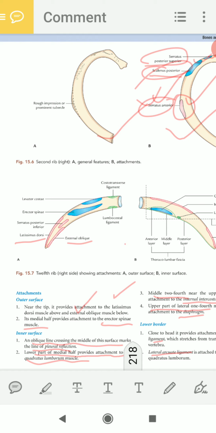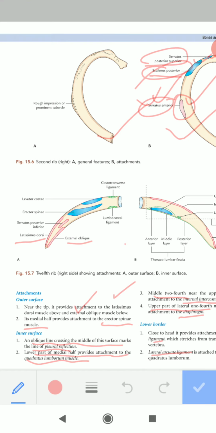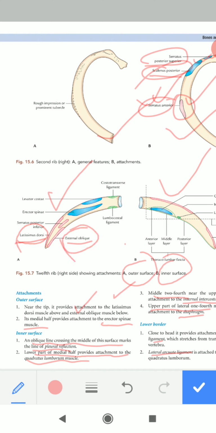So we have to know some muscular attachments in the outer surface. So you can see the two pictures. One is showing the outer surface. This is the inner surface. So this is the outer surface and this is the inner surface of the 12th rib. In the outer surface, there is attachment of the latissimus dorsi and external oblique muscle. So latissimus dorsi is attached above and external oblique is attached below. And its medial half provides attachment to the erector spinae muscle. So this is the erector spinae muscle.